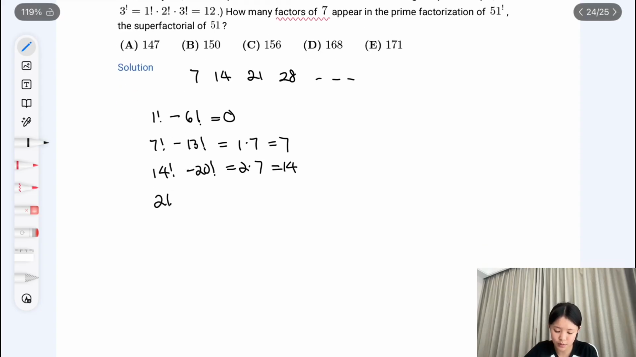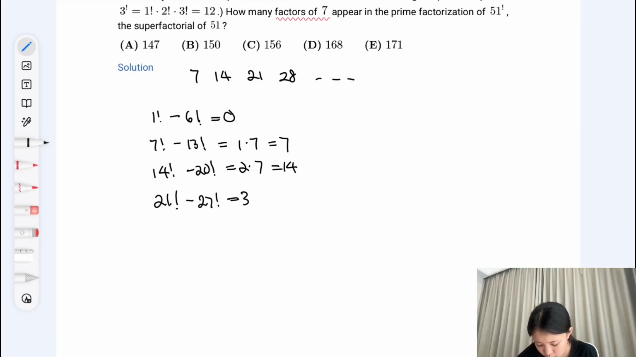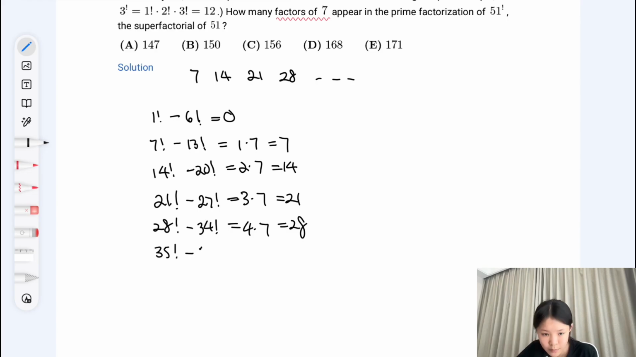So you just continue doing this for all the different ranges, and then in the end you can add them up together. So this would be 21, and then 28 factorial to 34 factorial would be 4 times 7 equals 28, and then 35 factorial to 41 factorial would be 5 times 7 equals 35. Then 42 factorial to 48 factorial would be 6 times 7 equals 42.